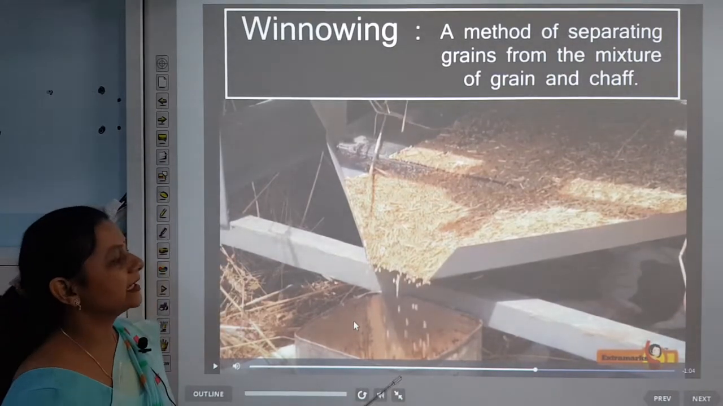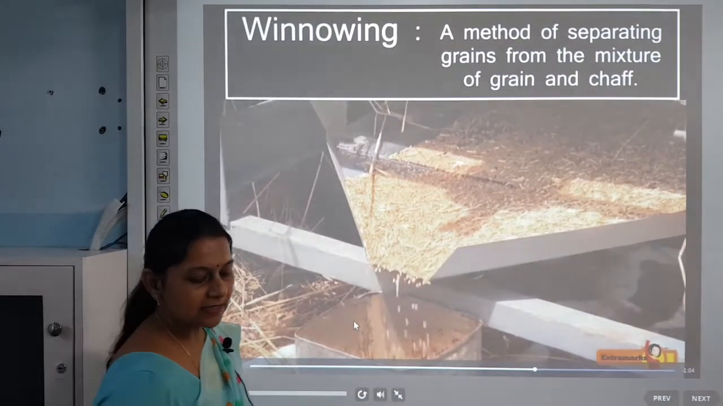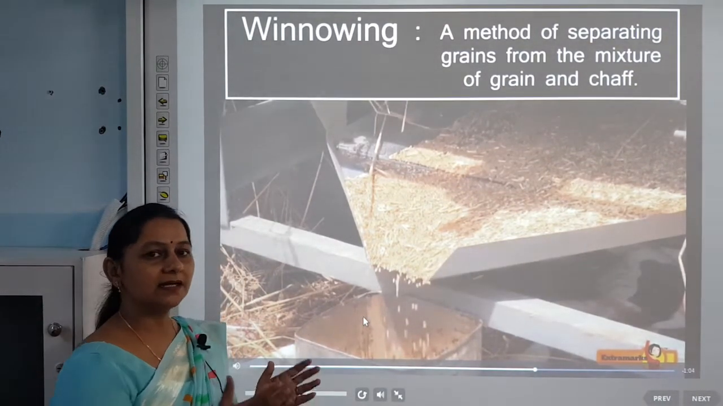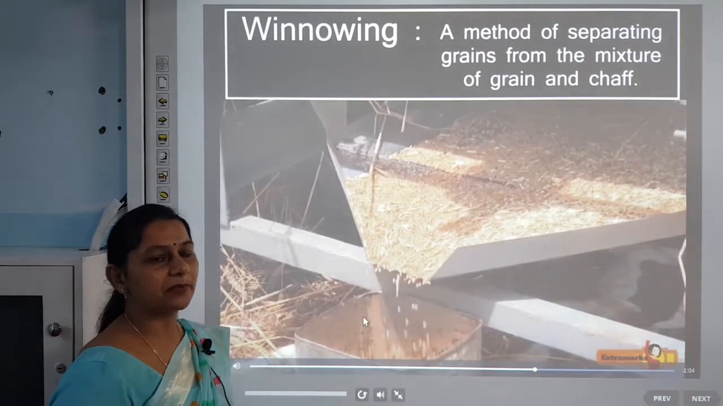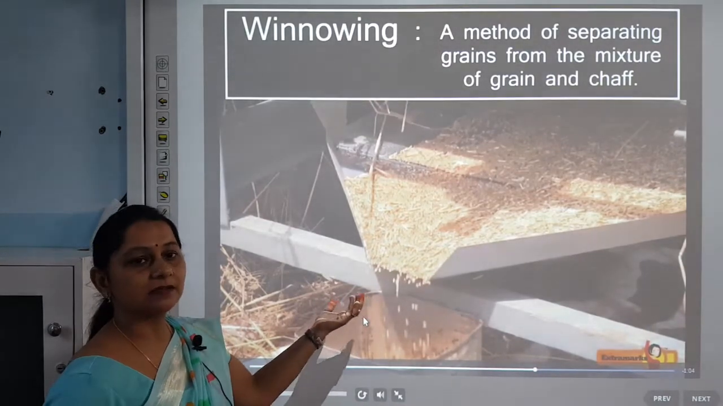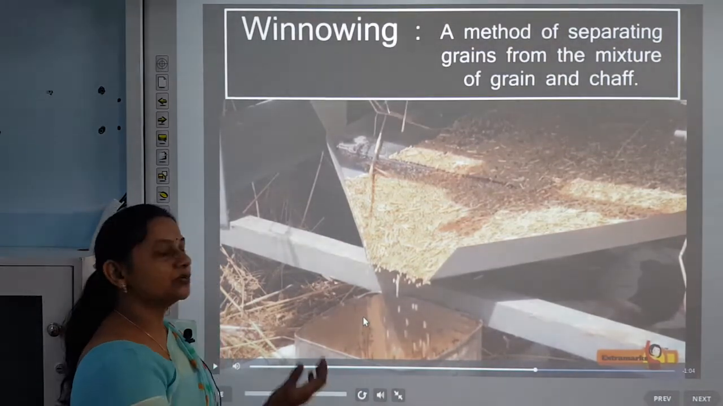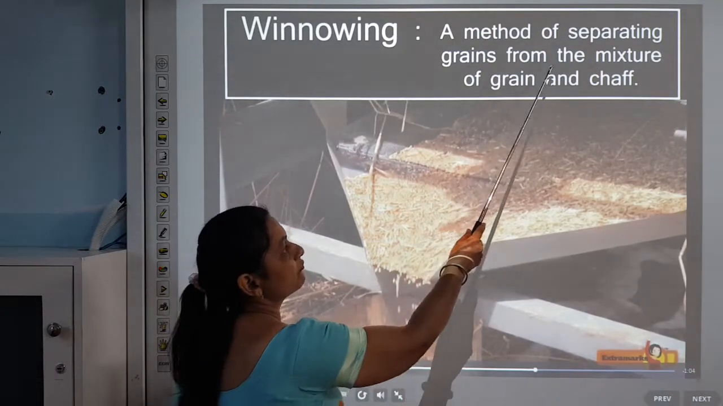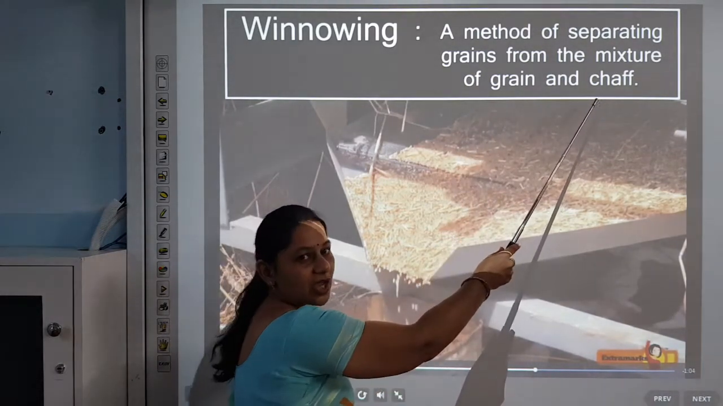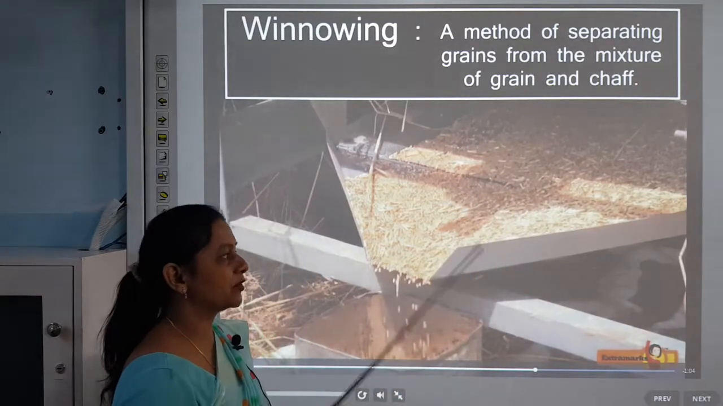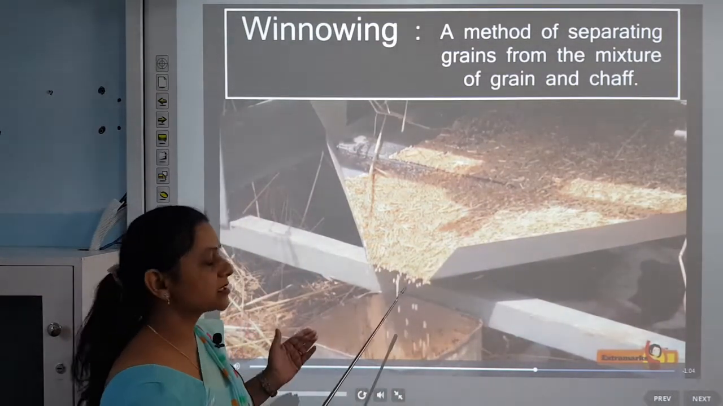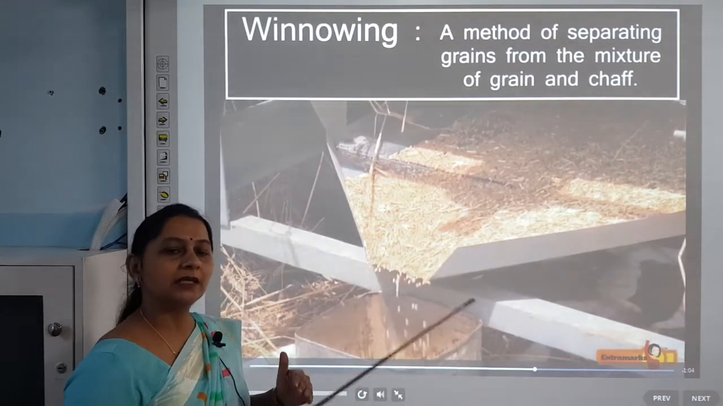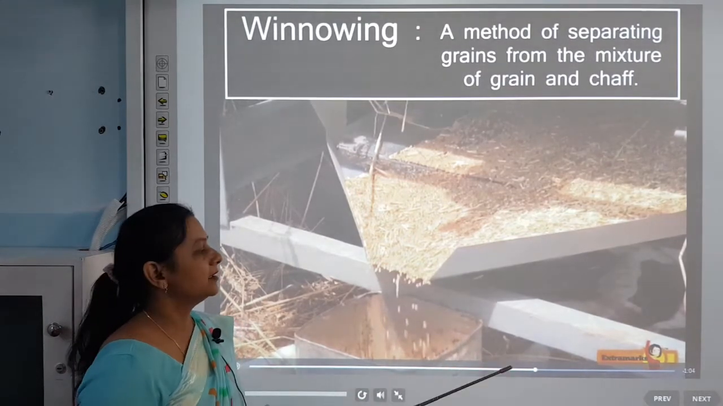The next process is winnowing. In this, the property of the material, that some materials are lighter whereas some are heavier, is used to separate the components of a mixture. This is a method of separating grains from the mixture of grain and chaff. The chaff is separated from the grains using this winnowing method. This uses the property that light materials are blown away with the air.